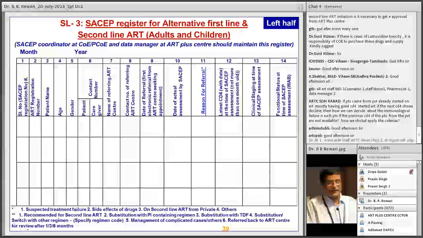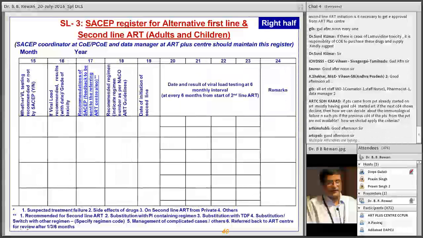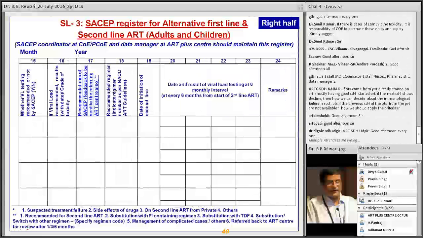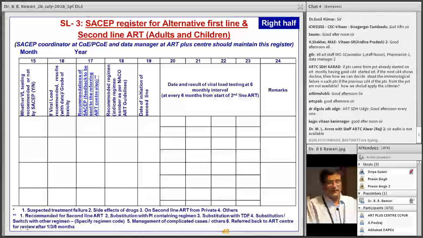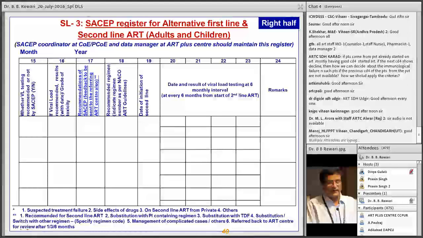Now coming to the right part, which is the recommendation of the SACEP. The SACEP recommendation should be very clearly stated: recommended for second line ART, substitution with PI containing regimen, substitution with TDF, substitution with other regimen, or management of complicated cases, because SACEP is not only for second line, it is for complicated cases also. And we have seen many centers sending referrals for complicated cases, which can be electronic referral, or the patient also. Accordingly, the feedback is given.